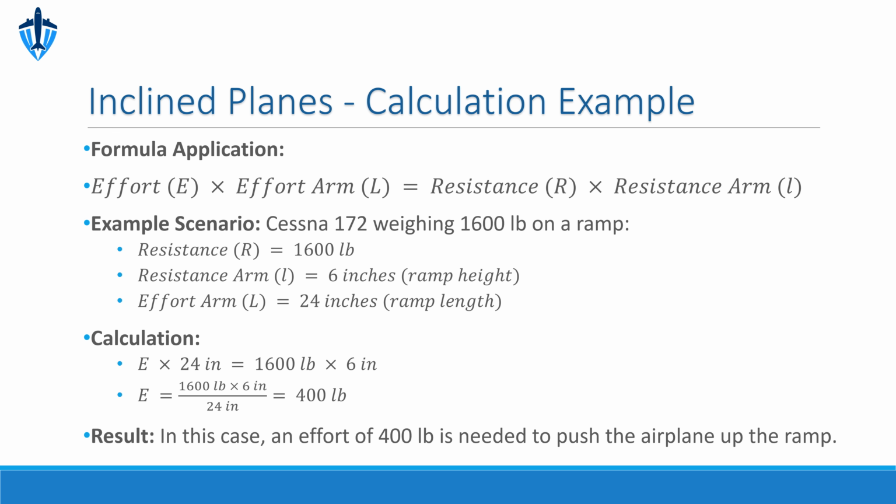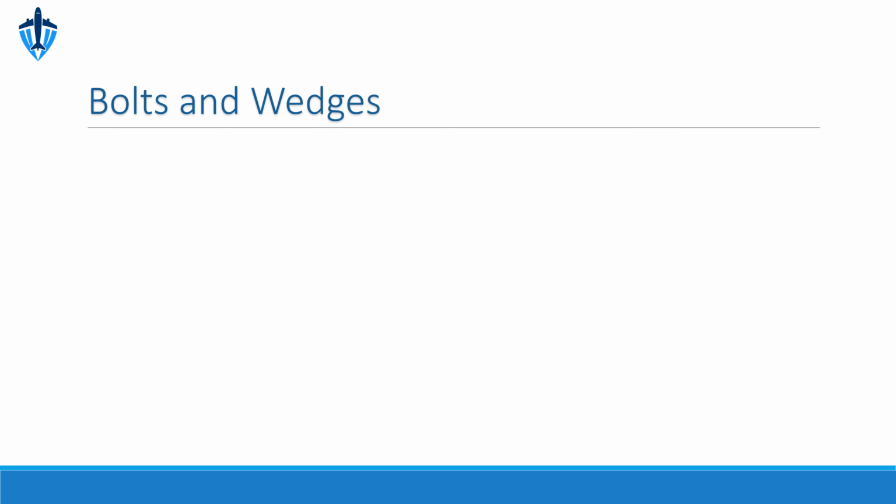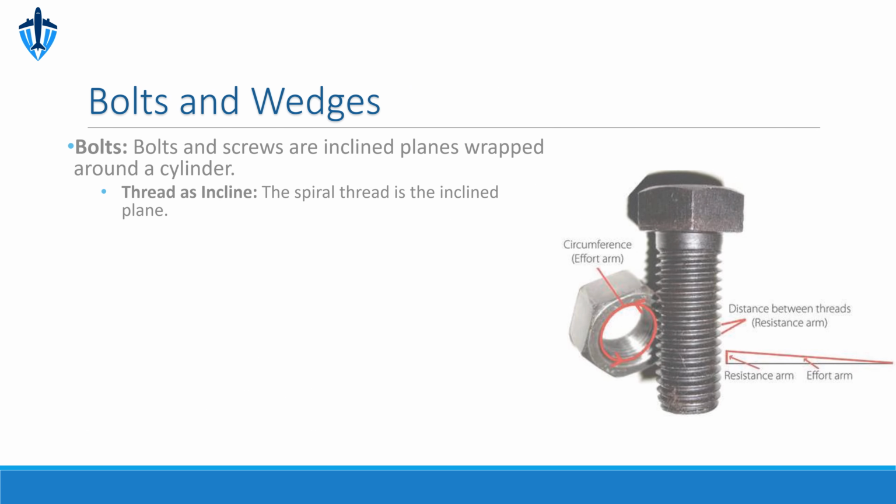Therefore, by using this ramp, an effort of only 400 pounds is needed to move the 1,600-pound airplane. The inclined plane reduces the required force by distributing the work over a longer distance, demonstrating a clear mechanical advantage. Now let's turn our attention to bolts and wedges, which also operate on the principle of inclined planes.